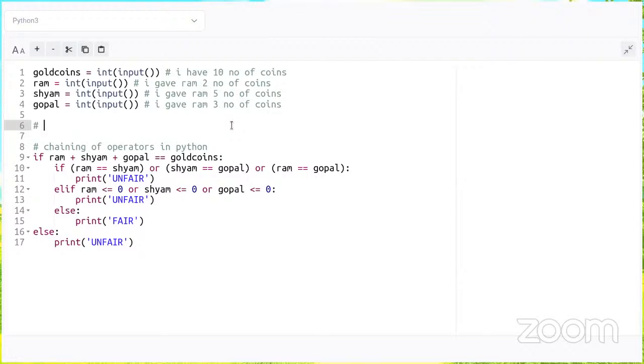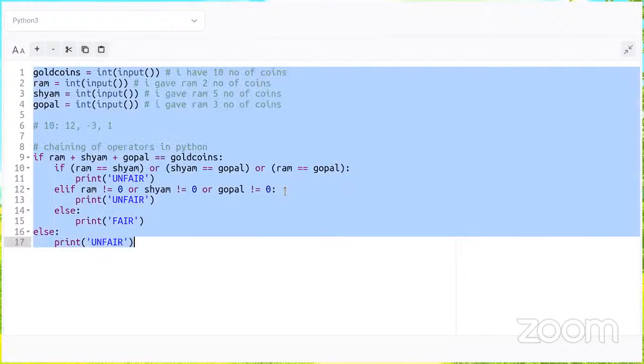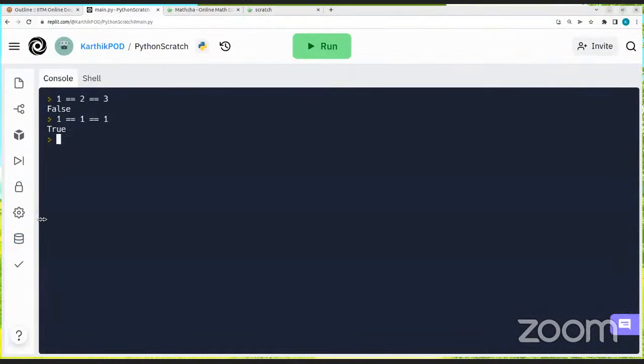So I'll give you, say, 10 gold coins in which Ram is getting 12. So I have used the and condition. Shyam is getting -3 and Gopal is getting 1. Okay, so if I use not equal to 0, let me just do not equal to 0 with this particular input, right? 10, 12, minus 3, 1. I will try this here.